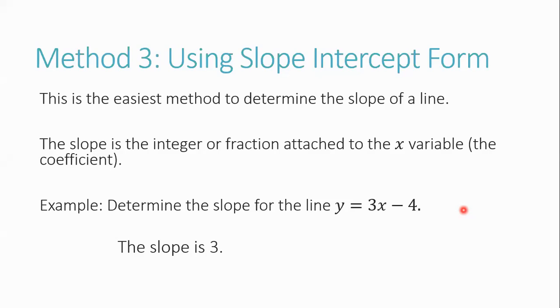Determine the slope for the line y equals 3x, take away 4. And if we look here, this particular equation is already in the form y equals mx plus b, because we can clearly identify m, which is 3, and we can clearly identify the b value, which is -4. And so therefore our slope is 3, because 3 is the coefficient on x. Any questions in the answer section?